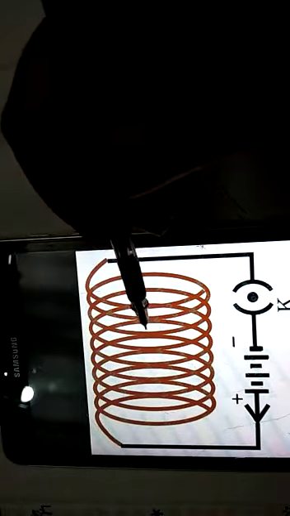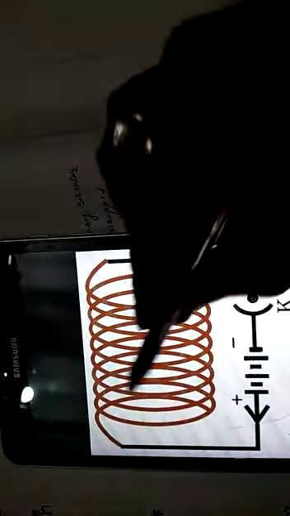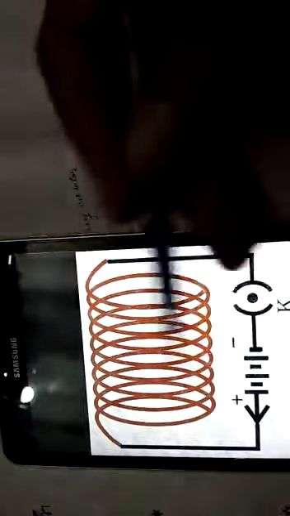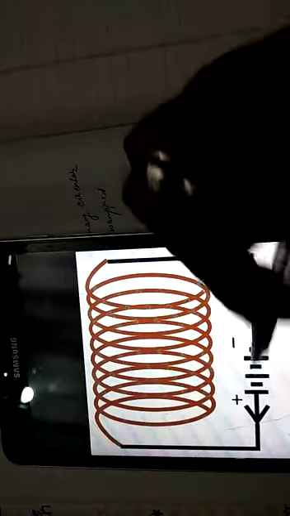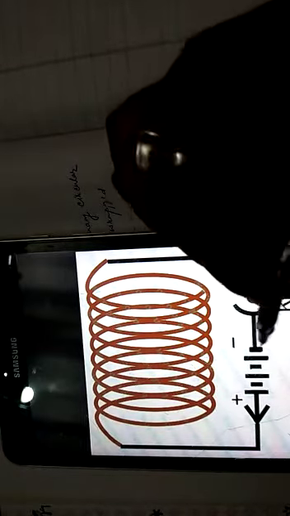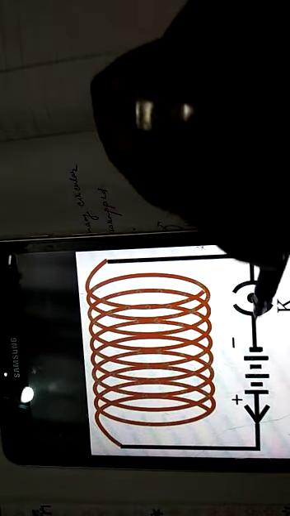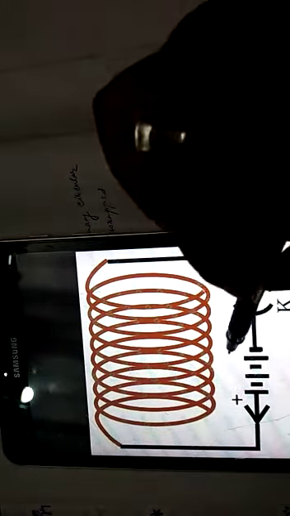And how can we increase it? There are several ways we can increase the strength of this solenoid. First, if we increase the amount of current, then the strength of the solenoid will increase. To increase the current, we have to increase the EMF. Here you can see three cells joined in series. If you make it 4 cells, then current will increase, and the moment current increases, the strength will increase.